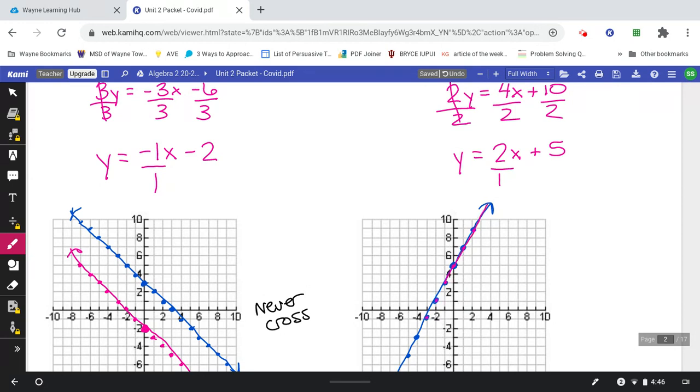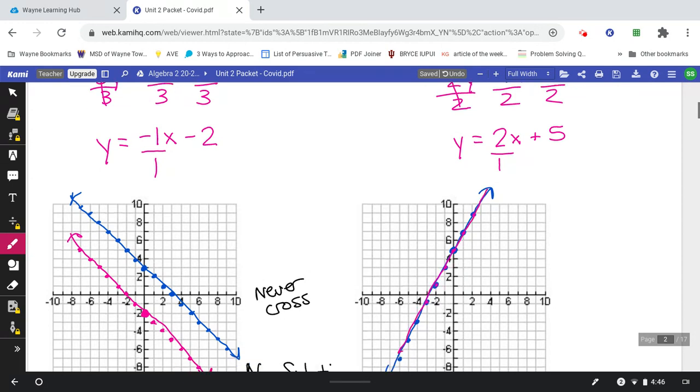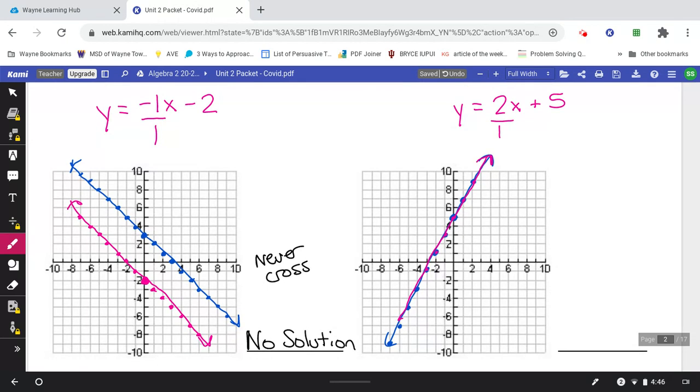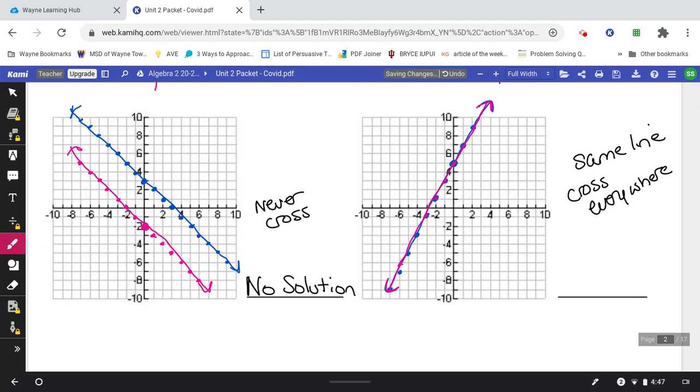And it looks like I'm creating the exact same line. The pink line is going right over the blue line. All the spots are the same. All the points are crossing. So if it's the same line, they cross everywhere. And so you're going to write the phrase, infinitely many solutions.